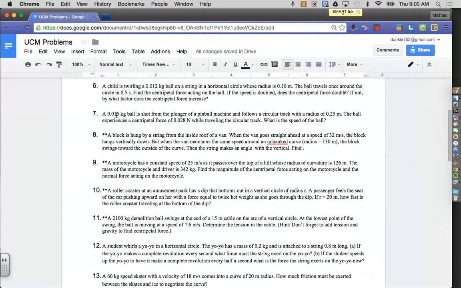Number 7, a 0.015 kilogram ball is shot from a plunger of a pinball machine and follows a circular track with a radius of 0.25 meters. The ball experiences a centripetal force of 0.028 newtons while traveling that circular track. So what is the speed of the ball?